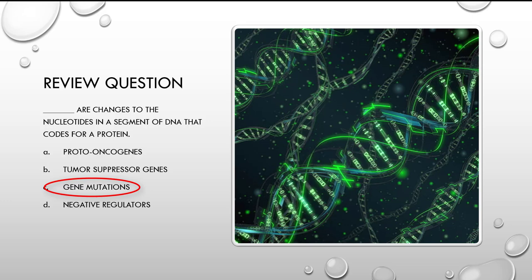So a simple gene mutation is a change in the nucleotides in a segment of DNA. Remember, our DNA is just that segment of nucleotides, the A's and the T's and the C's and the G's. Genes code for proteins, so if we have a change in this, that will form a malformed protein. So a mutation is just a change in that sequence.